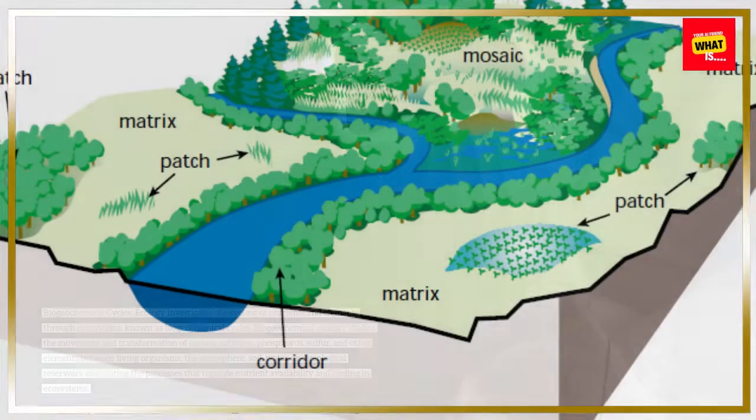Biogeochemical cycles. Ecology investigates the cycling of nutrients and elements through ecosystems, known as biogeochemical cycles. Biogeochemical ecology studies the movement and transformation of carbon, nitrogen, phosphorus, sulfur, and other elements between living organisms, the atmosphere, soil, water, and geological reservoirs, elucidating the processes that regulate nutrient availability and cycling in ecosystems.